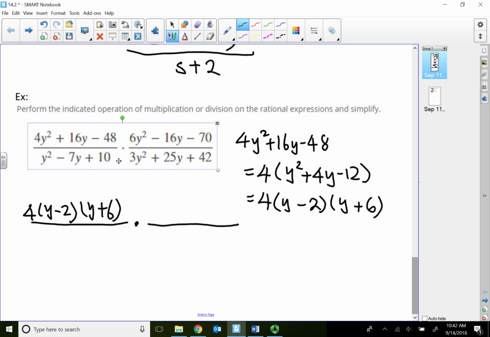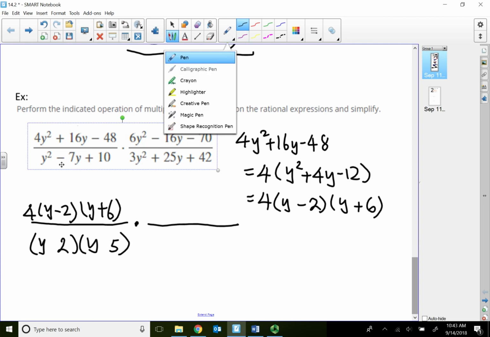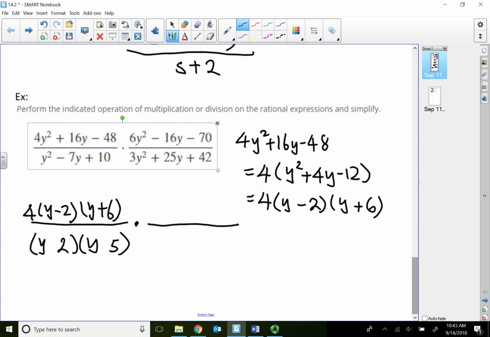Okay, all right, let's do the bottom. The bottom is pretty easy. y squared minus 7y plus 10. For the y squared, that's y and y. For 10, I can use 2 and 5. My inner and outer can give me a 7 if I add. So since my middle term is negative, both my inner and outer have to be negative in this case, right? Because positive means the signs are the same in the parentheses.